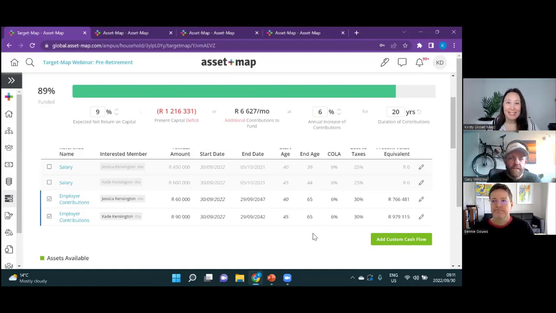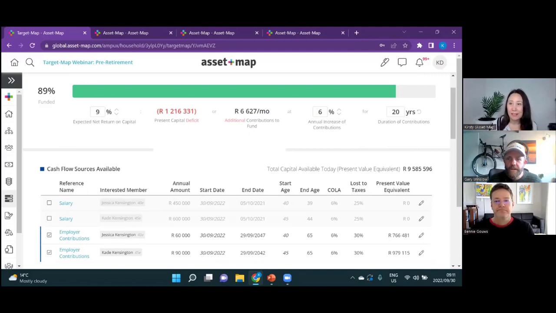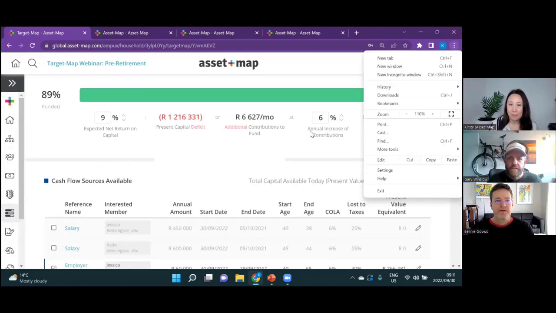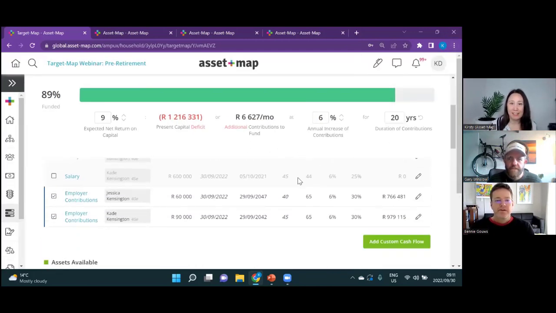Sorry, Gary, can I pause you for a sec? Can you zoom in one magnification? Perfect. Is that a bit better?